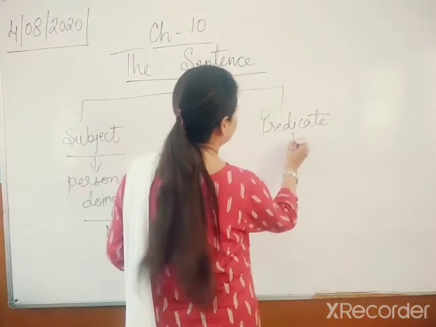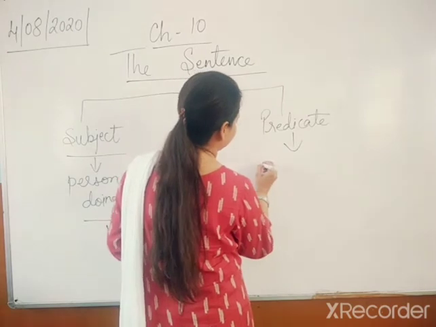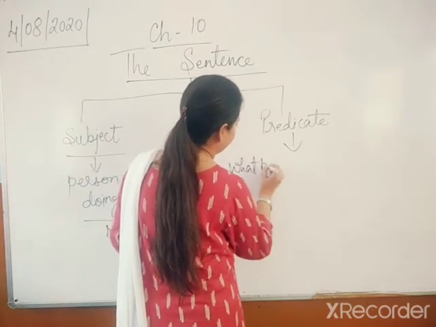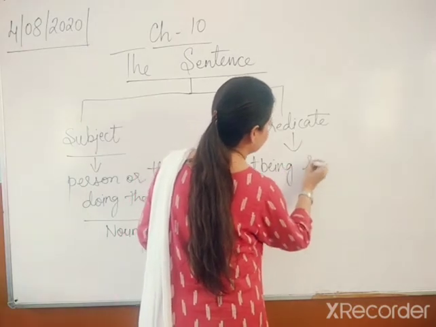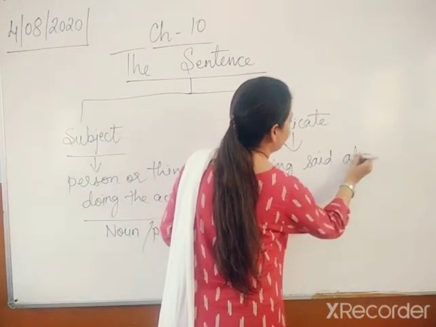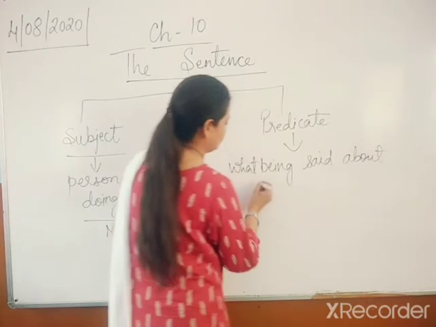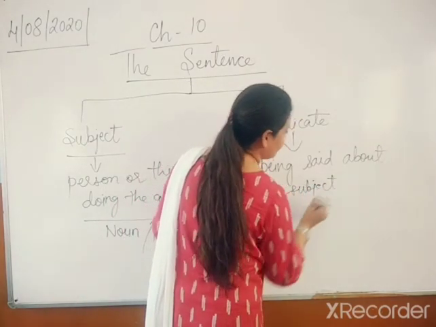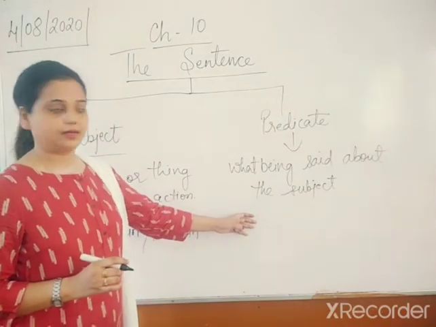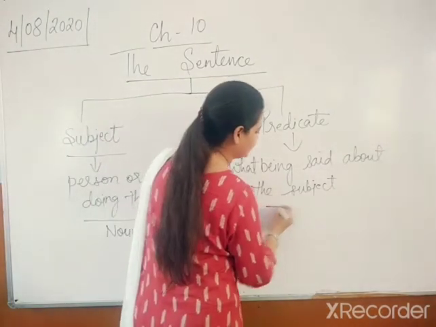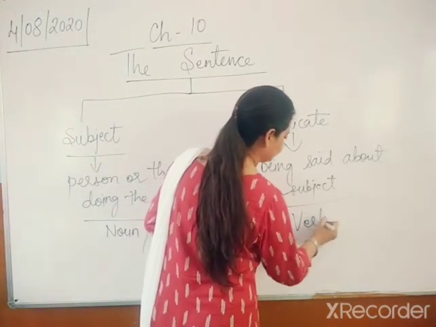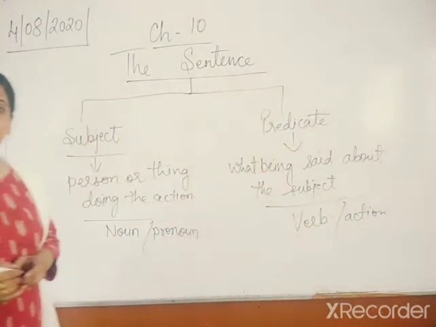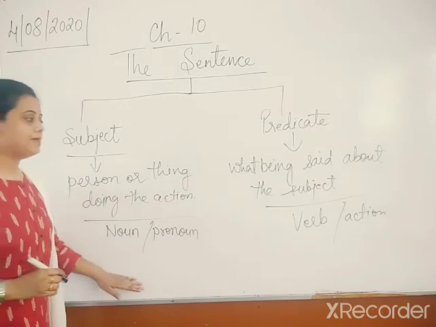What is being said about the subject is your predicate. Clear? So mainly your predicate contains the verb. You can say action. Understood? Now let's make it more clear.